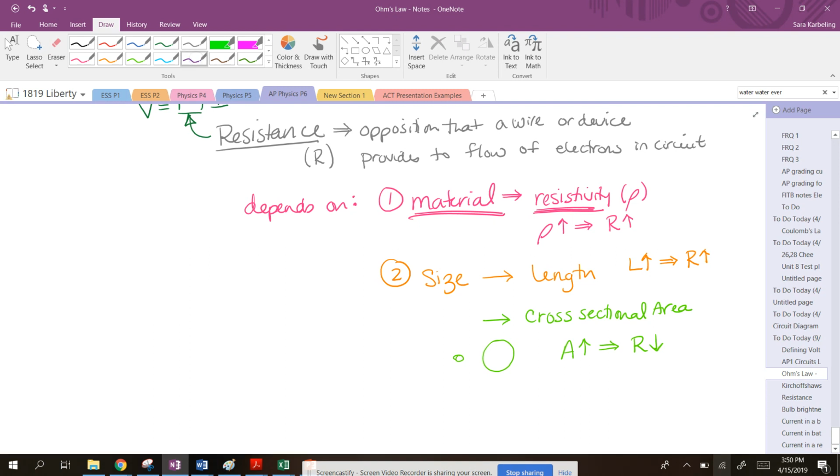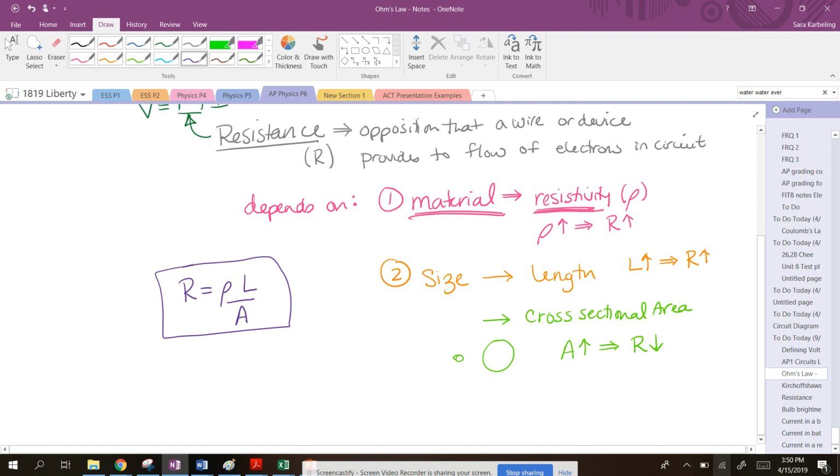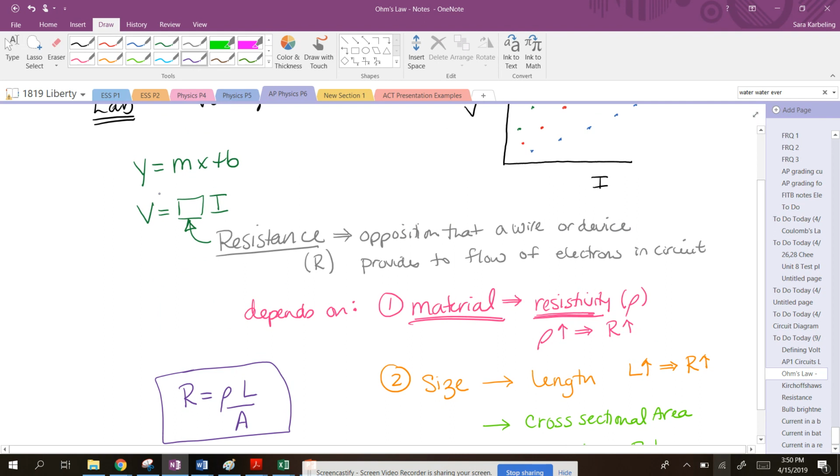So we can put these three things together and we get an equation for the resistance of a material. So again, as resistivity goes up, resistance goes up. As length goes up, resistance goes up. And as cross-sectional area goes up, resistance goes down. So this is the little piece that tells us how resistance is dependent on the type and the shape of material that it is given. So that is what resistance is, and that's kind of how it fits in to this equation here.